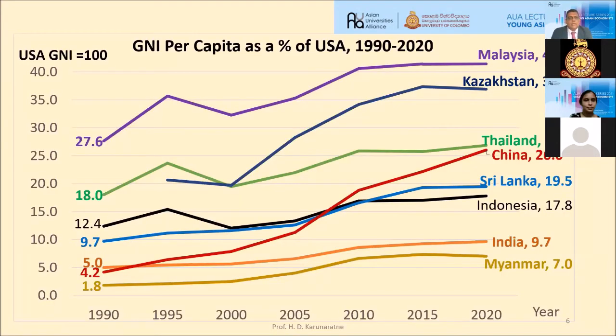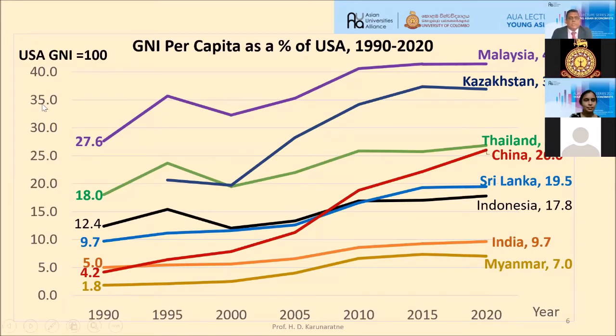Then I would like to make my presentation closer to you also. When we are talking about any economy, we can see how they are developing, the real base, by understanding GNI per capita as a percentage of the United States of America. If you take the US GNI per capita as 100, how our economies have performed during the last 30 years is given here.